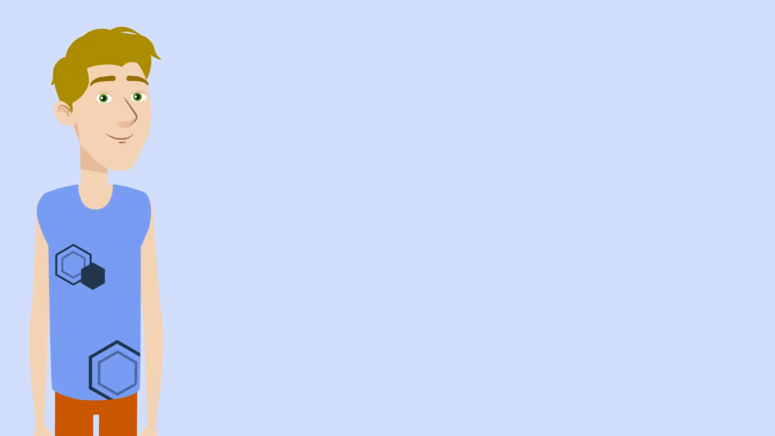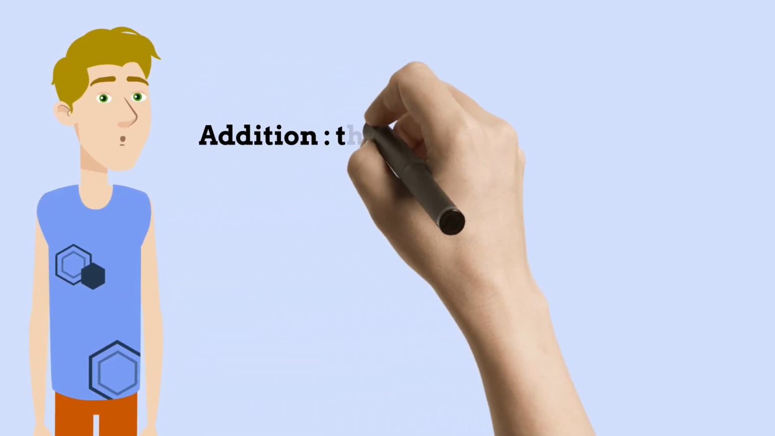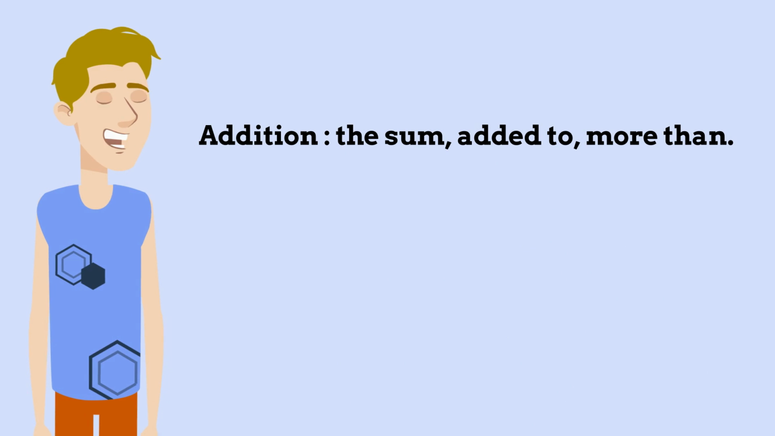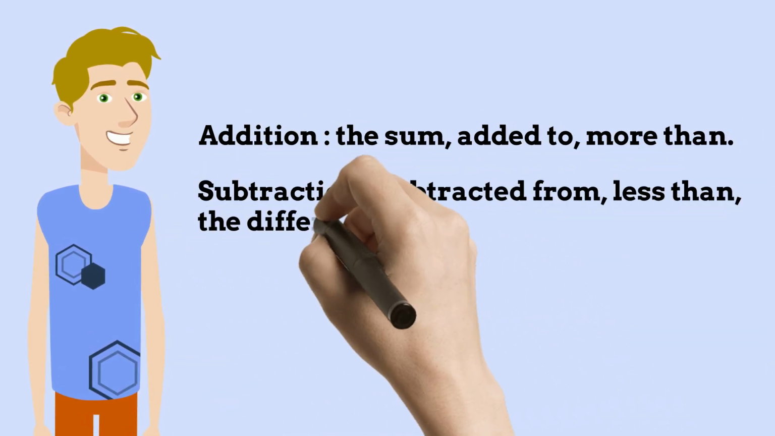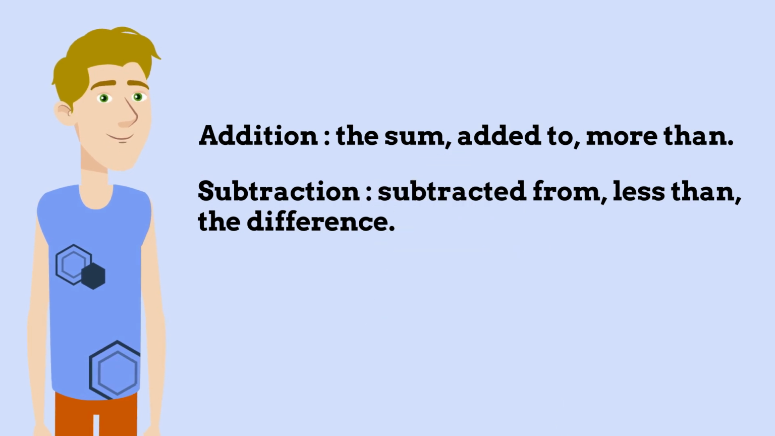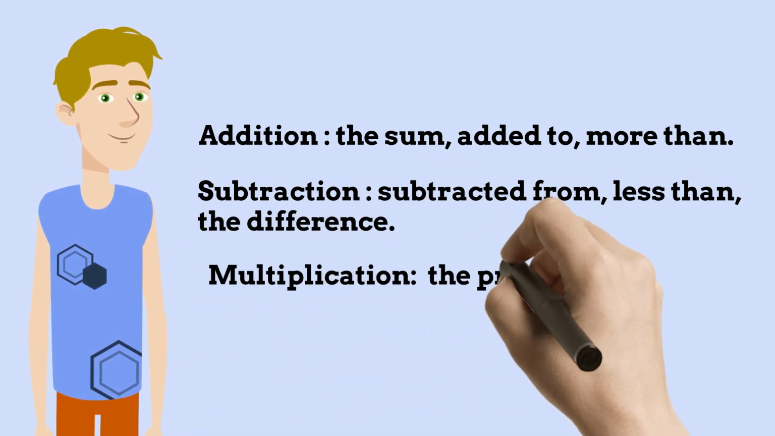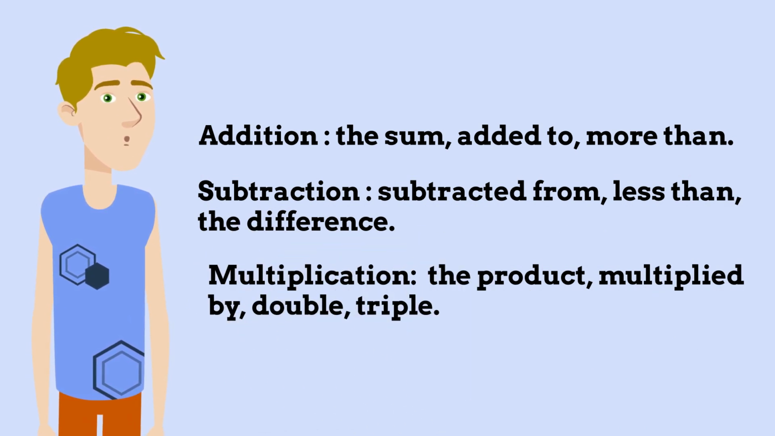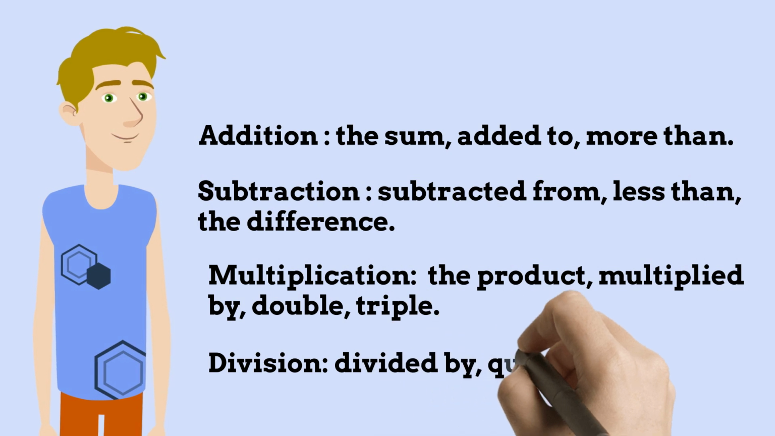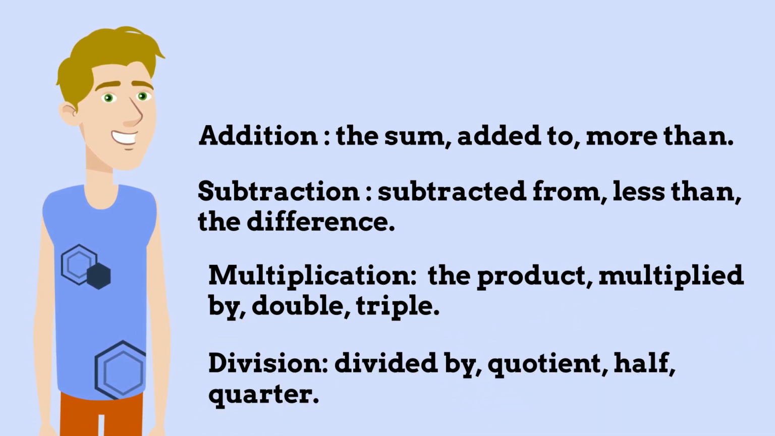Great job! Let us revise them all. Addition words include the sum, added to, more than. Subtraction words include subtracted from, less than, the difference. Multiplication words are the product, multiplied by, double, triple. Division words include divided by, quotient, half, quarter. That's it for today.